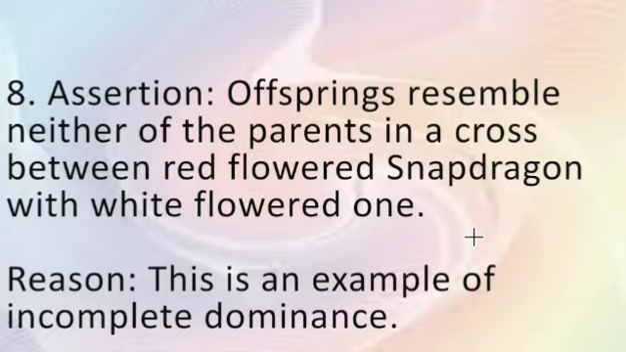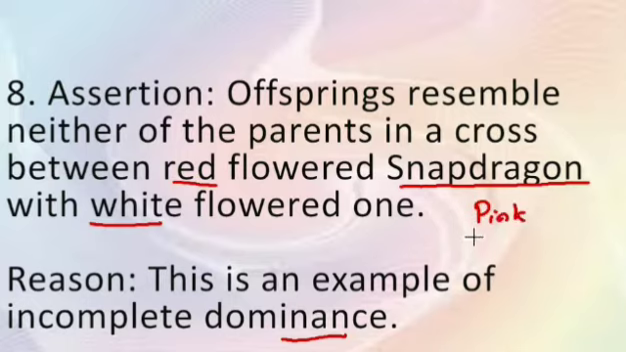Offspring resemble neither of the parents in a cross between a red-flowered snapdragon and a white-flowered one. This is an example of incomplete dominance. Whenever we hear words like snapdragon, dog flower, antirrhinum, mirabilis, what should come to our mind? Incomplete dominance. When a white and a red flower are crossed, we get an intermediate color called pink. So it is not resembling either of the parents. So the assertion is correct, and the reason is also a correct explanation. So again option A.